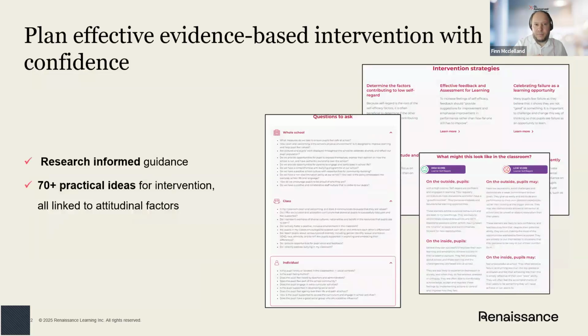Now, PASS not only provides schools with the data sets at cohort and individual level, but it also provides interventions that are linked to each of those 9 attitudinal factors, which provides teachers with the next steps and activities to think about and embed at either a whole school, class, or individual level.